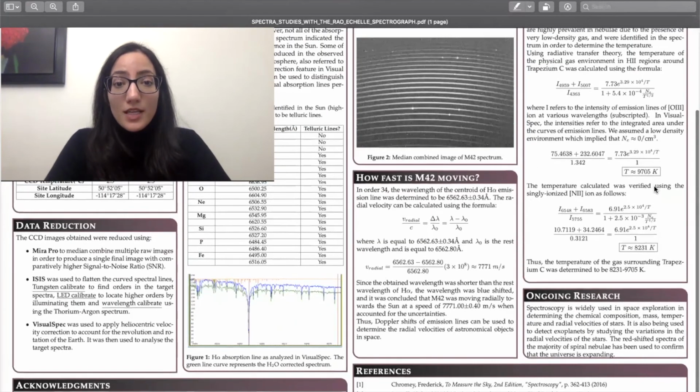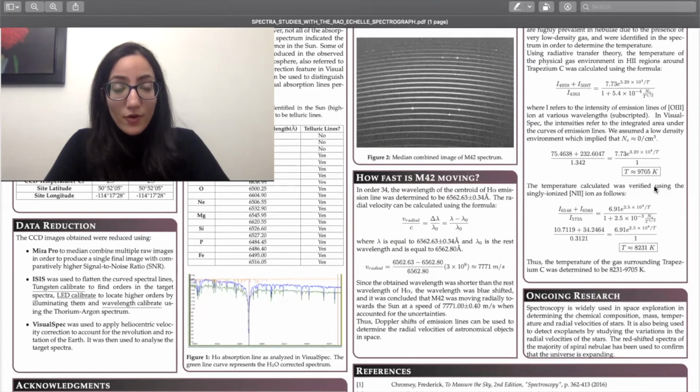Spectroscopy has led to a great many discoveries, from determining the chemical composition, mass, temperature, and radial velocities of stars, to locating exoplanets that are situated light years away from us.